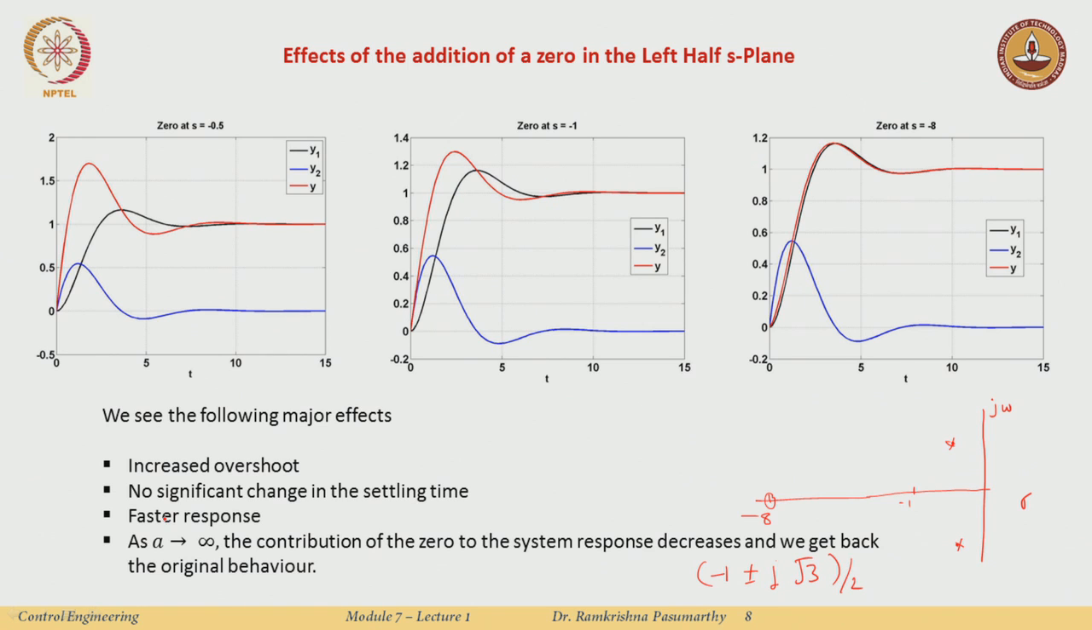So my response is faster, and as I keep shifting or pulling my 0 further to the left, and I keep doing this, what I observe is that as A goes further to the left and furthest, the contribution of the 0 to the system response decreases, and we get back the original behavior. Say this is minus 80, I do not really need to plot these curves also, right? It will be almost exactly the same, right. So, there is some effect of adding the 0, and it is based on where we add the 0.